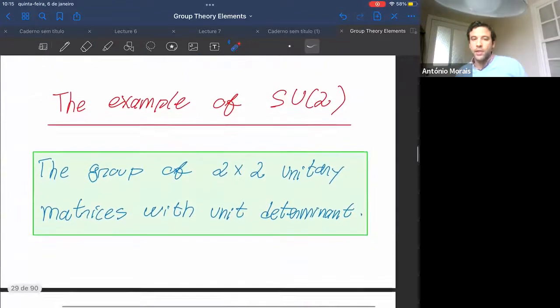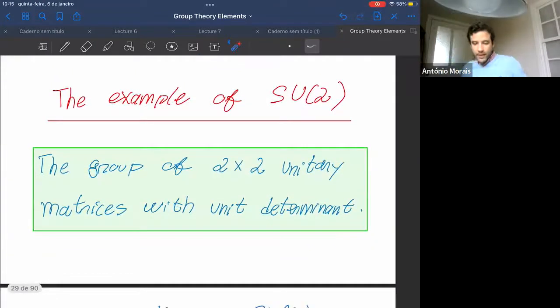Let's go to a concrete example. The example of SU(2). This is indeed the most important group that we will study. That's why it's worth seeing it first, before learning how to do tensor products, which we'll do for generic SU(N), but it's important to see the structure of SU(2). In essence, this is a group of 2x2 unitary matrices with unit determinant. S stands for special, U stands for unitary.